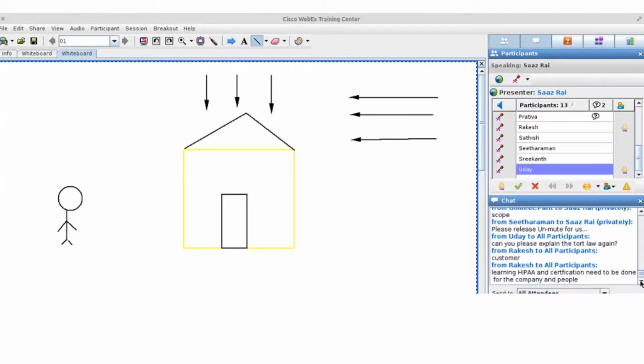Okay, so that's the story. Now let's understand certain definitions from the risk management point of view. So in this case, what do you think is the asset? Bob as well as the house. Yes, it's the same thing, the house and Bob.